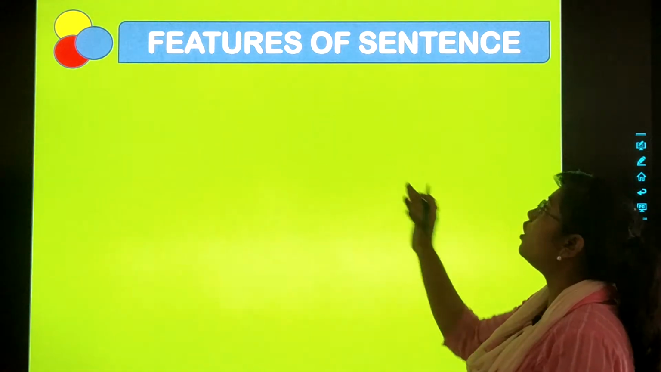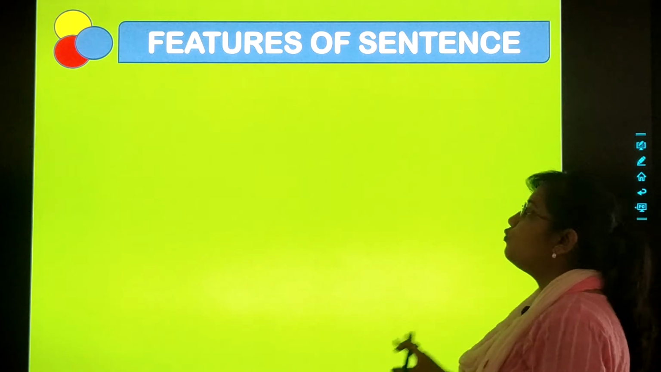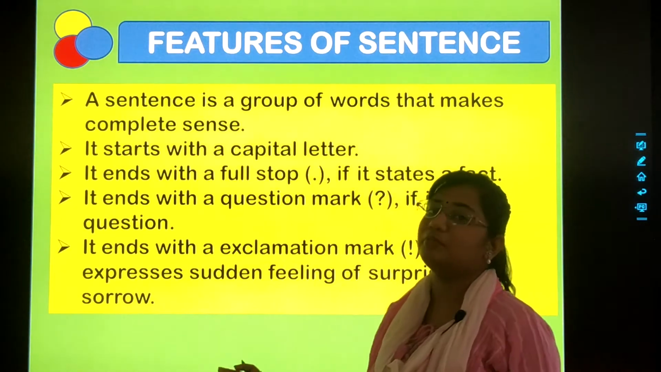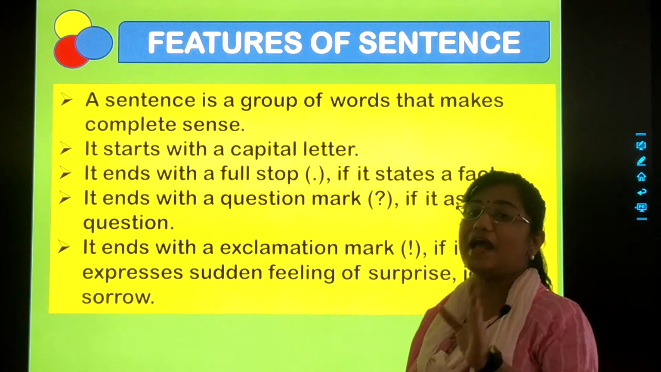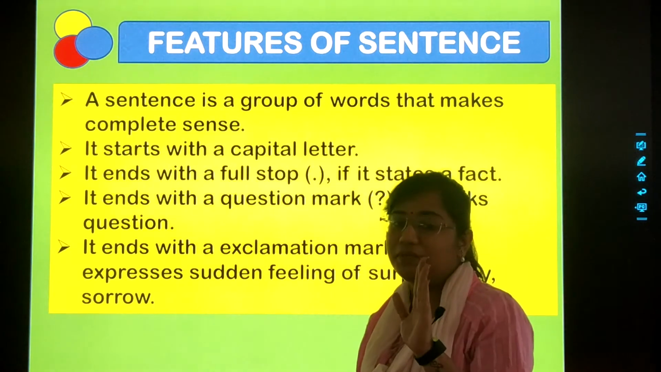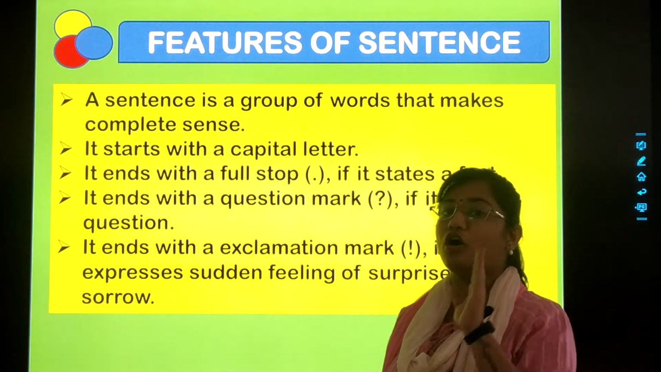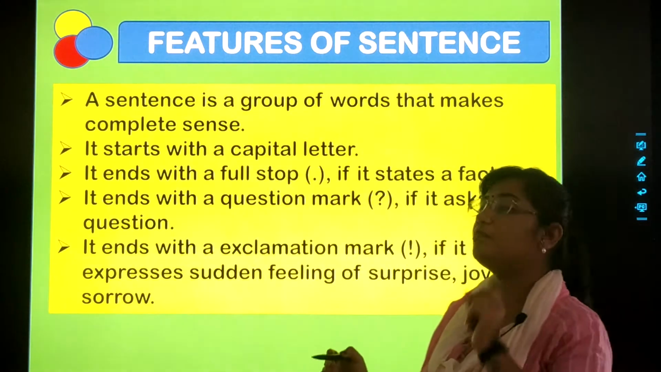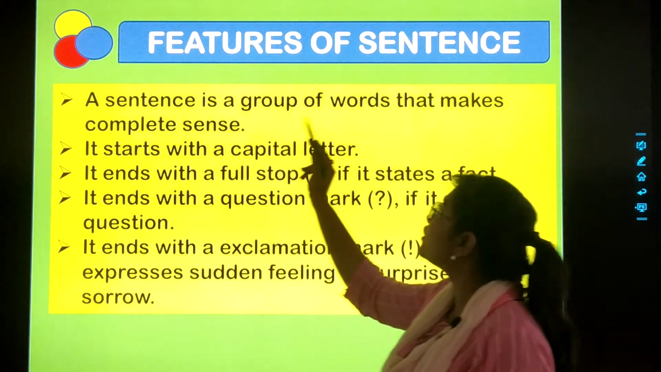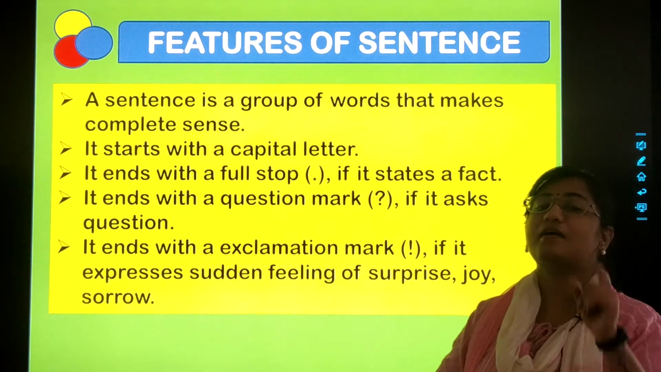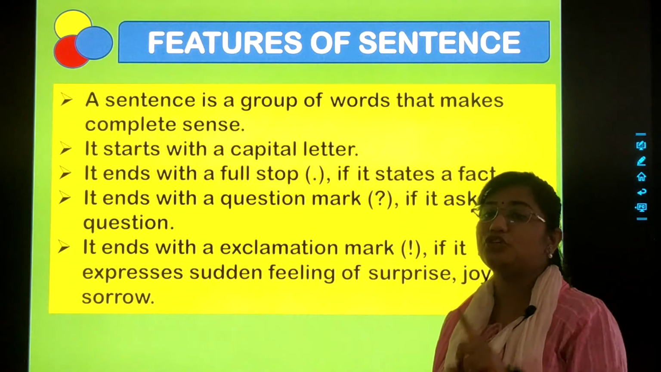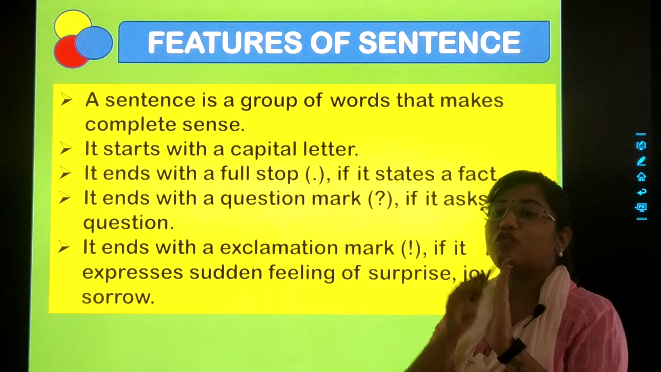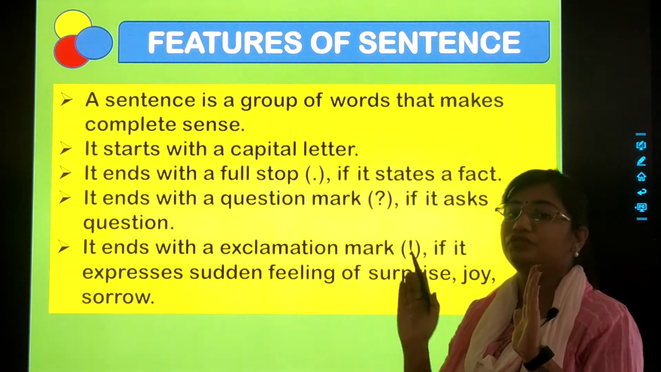So, features of a sentence. What a sentence should have that makes a complete sense, and it makes it a simple and a systematic order of words. So, rule number 1, that means the feature number 1. A sentence is a group of words that makes a complete sense. It should provide the required information. It should convey what it is formed for.